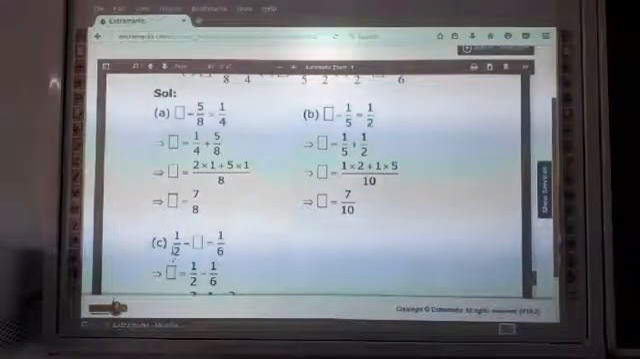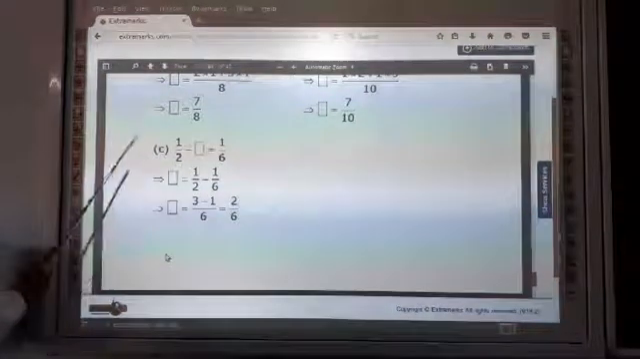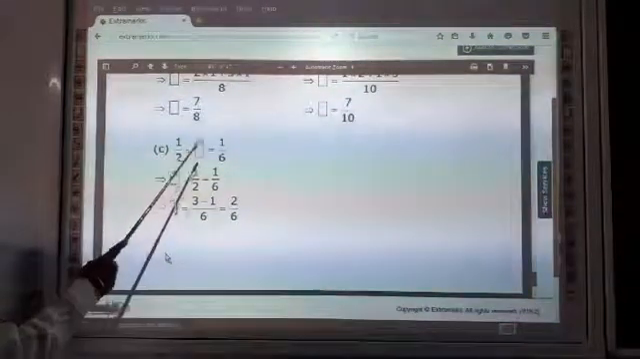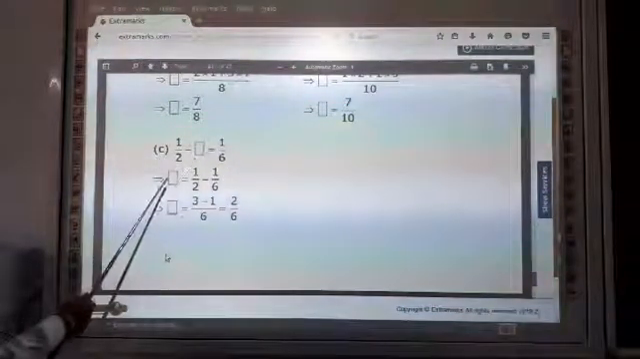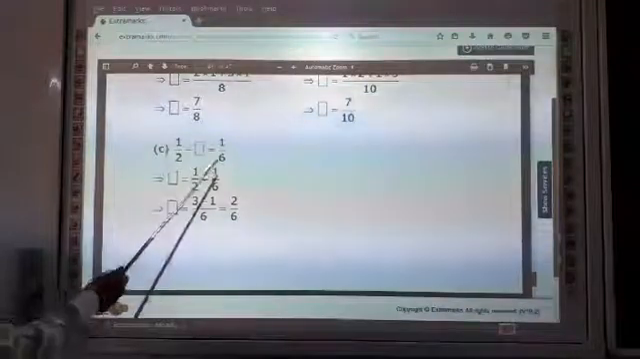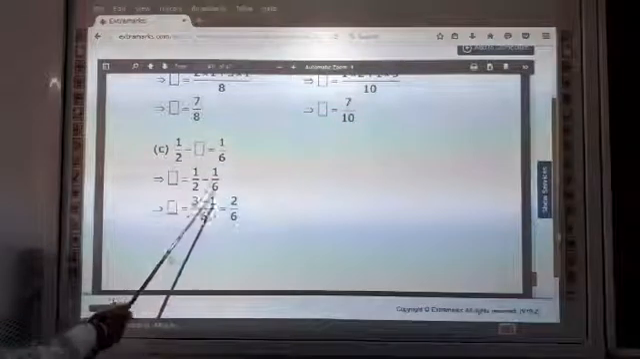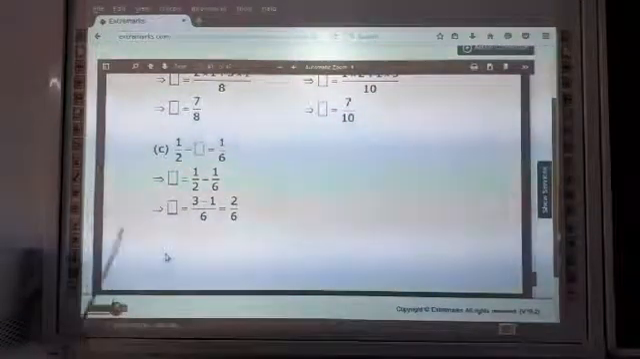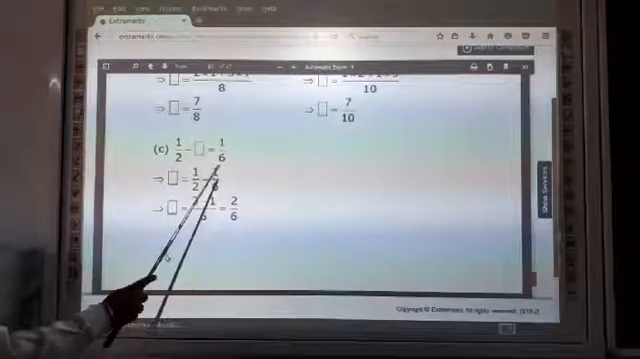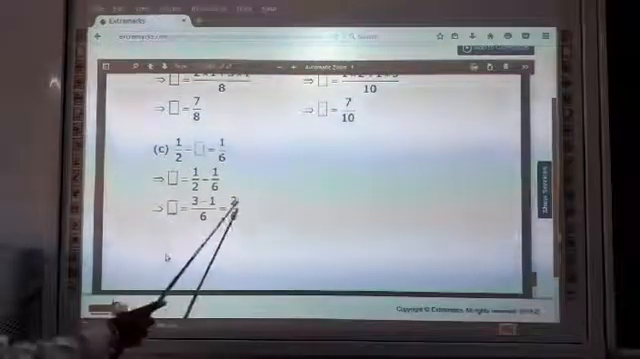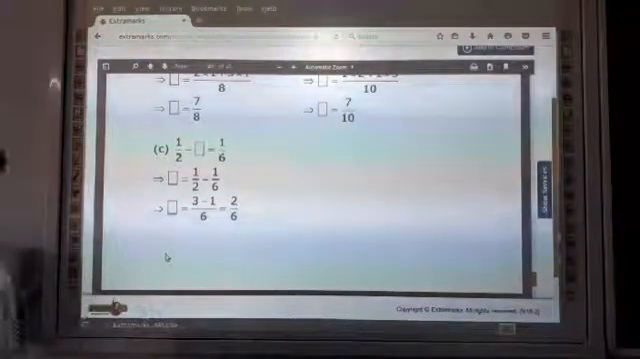Next is C part: 1 upon 2 minus blank box is equal to 1 upon 6. So blank box is equal to 1 by 2. This term is transposed to the left hand side: 1 by 2 minus 1 by 6. LCM is 6. 2 threes are 6, 3 ones are 3, minus 6 ones are 6, 1 multiply 1, 1. 3 minus 1 is equal to 2 by 6. This is the answer. Okay.